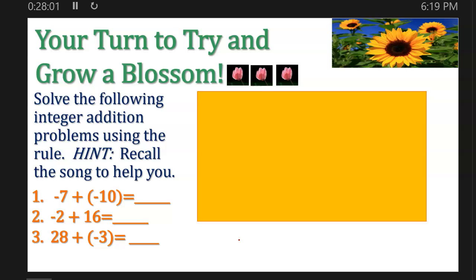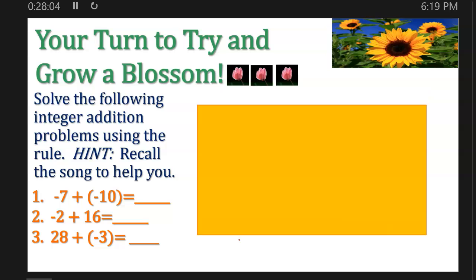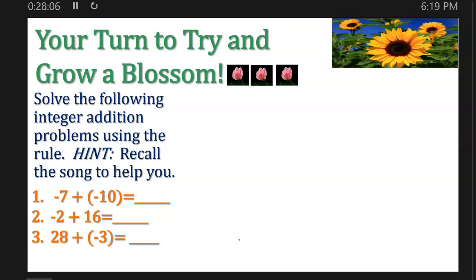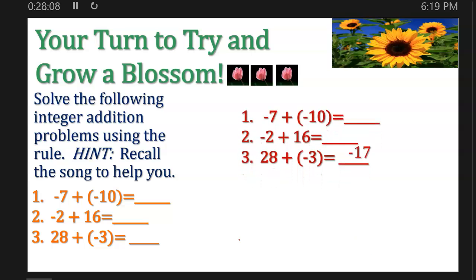All right, so here we go. Our answers here should be negative 17 because we are adding negative 7 plus negative 10. And negative 7 plus negative 10, they have the same sign. So we're going to just add them and keep that same sign.